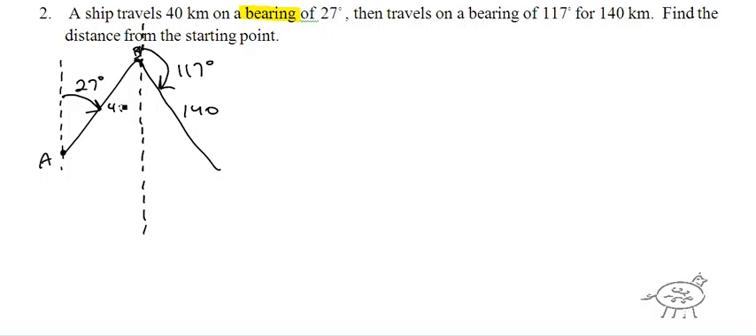Okay, and then it says find the distance from the starting point. So that was B, and this is C. So I'm looking for AC, and I'm looking for that distance. So we're going to call that little b again. So we're given a bunch of information here, but it's not quite as easy as before, because I don't want you guys to look at this.